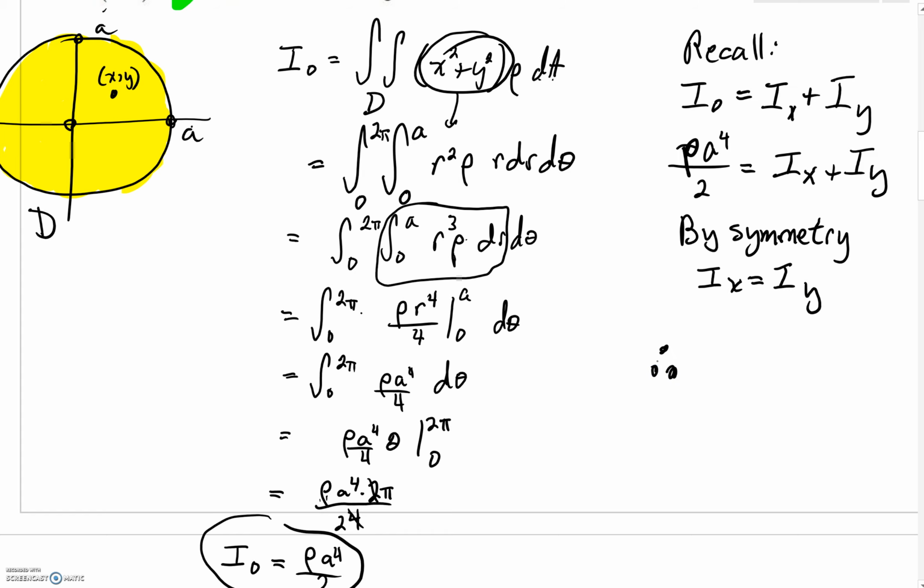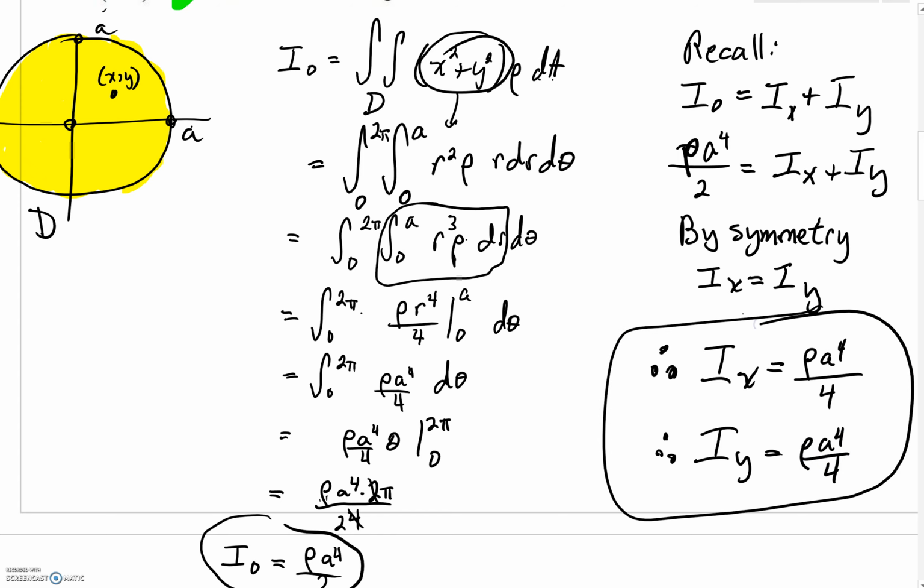So what are we really getting at? We can say that I sub x would be half of this, and if we take half of a half, we're going to get a fourth. And likewise over here, we'll have rho a to the fourth all over 4. So that's a little shortcut that we can do. Of course, if you would have worked it out by definition, you would have been fine as well.